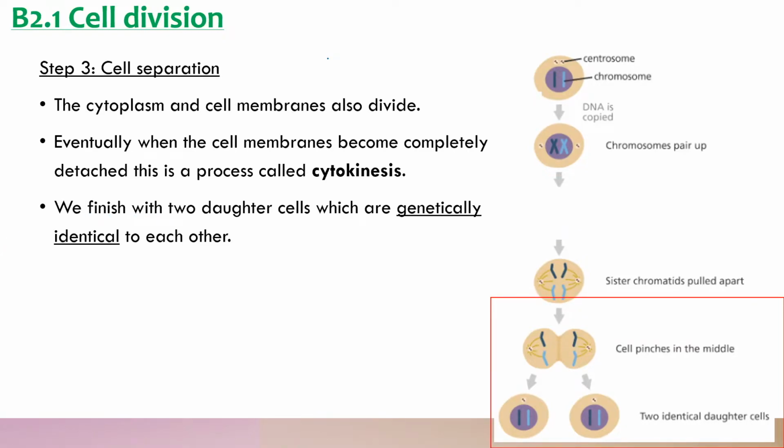A little bit more detail. The cytoplasm and cell membranes also divide. Eventually, when the cell membranes become completely detached, this is a process called cytokinesis. We finish with two daughter cells that are genetically identical.